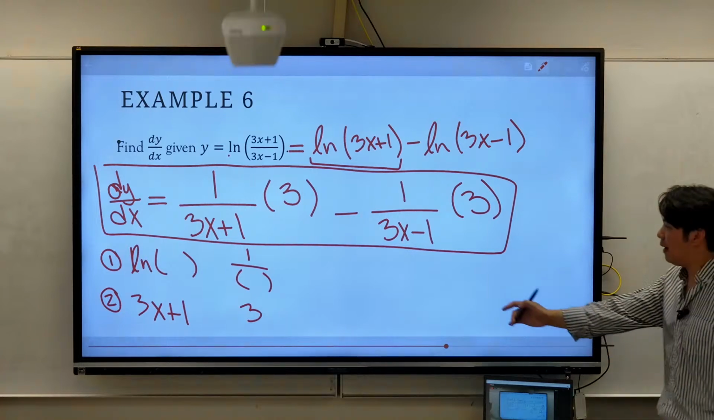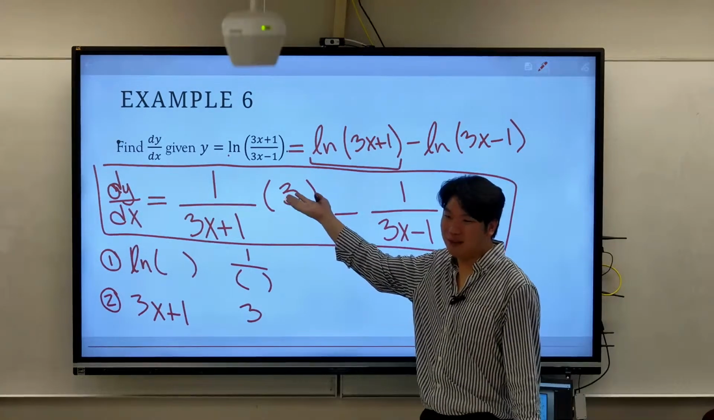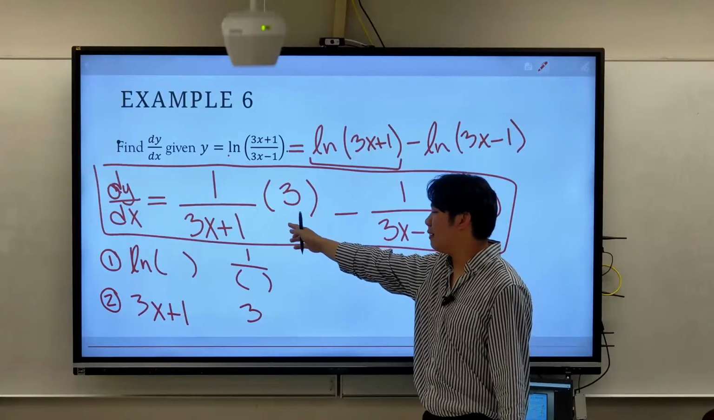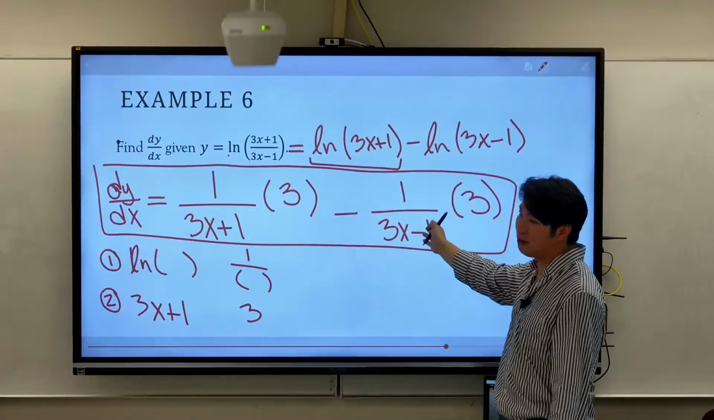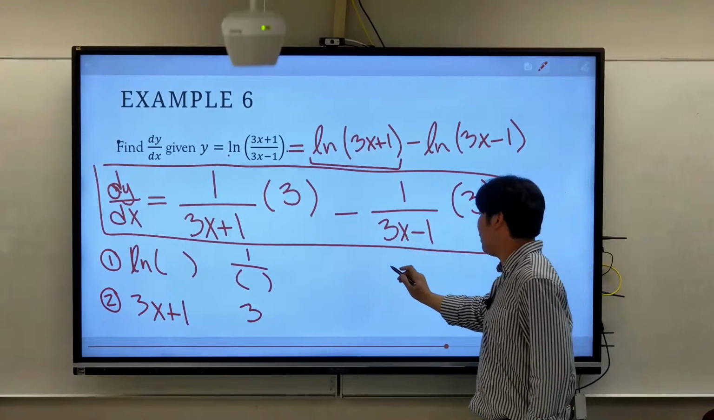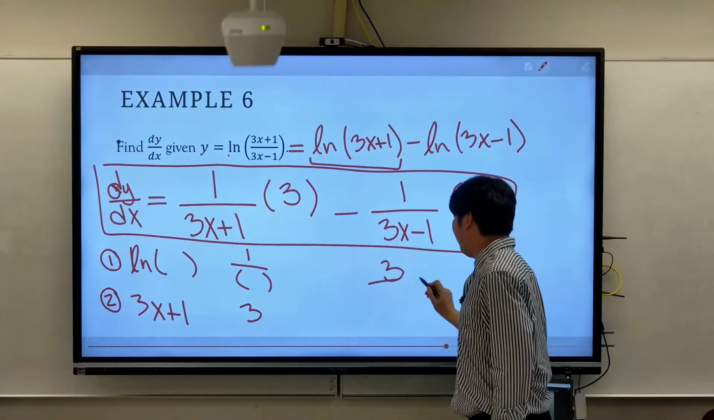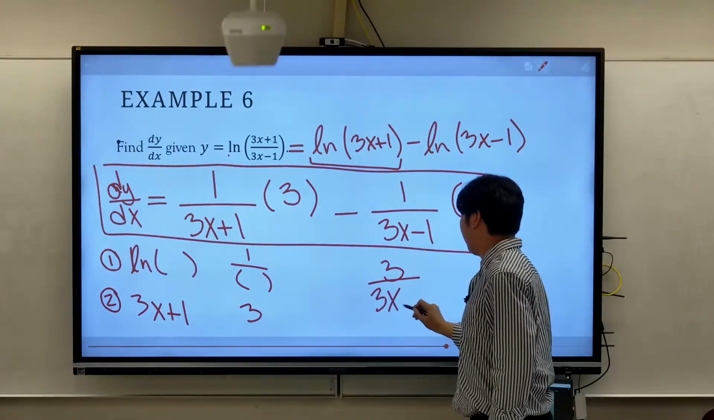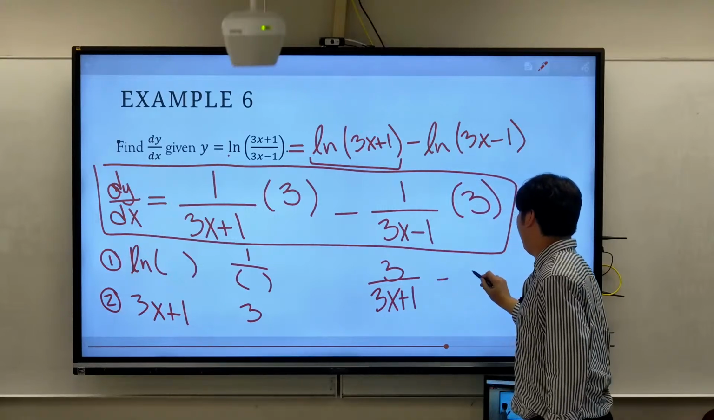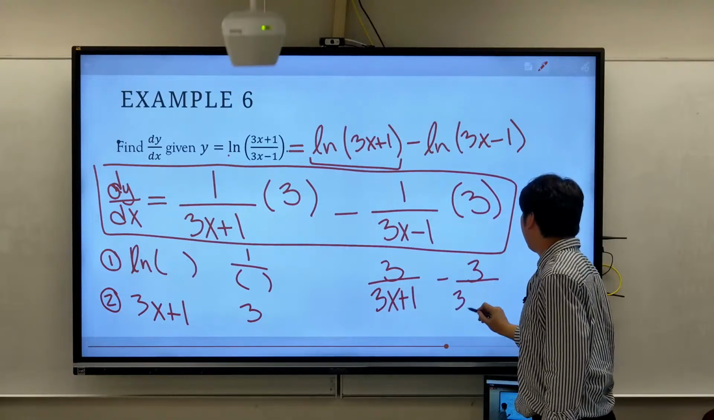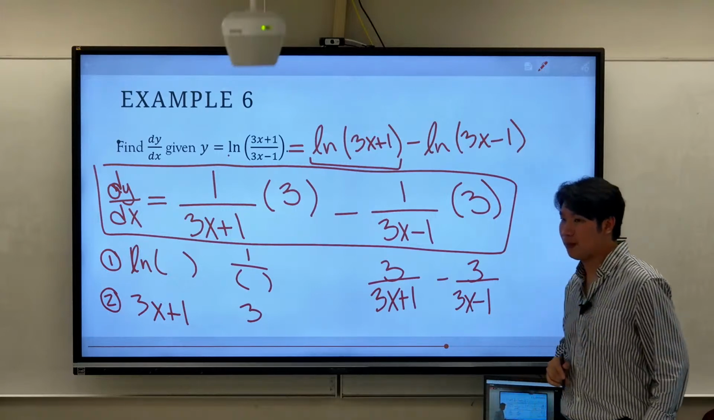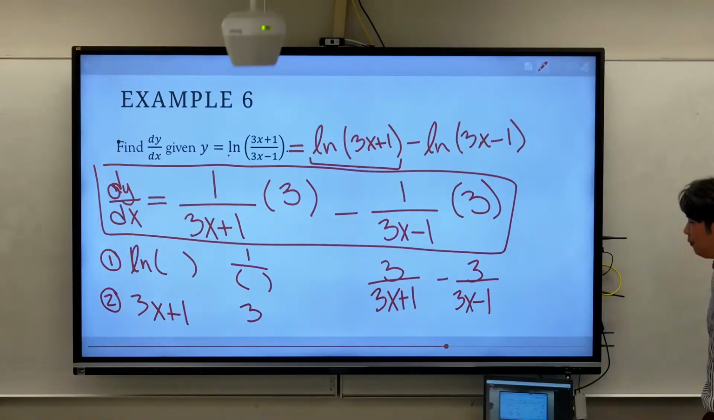Yeah, we can also simplify it. 1 times 3, we can do that real quick, right? We can do 3 over 3x plus 1 minus 3 over 3x minus 1. In other words, if you want to simplify it, it would be this. Minus 3 over 3x minus 1. That's a simplified form. Well, sufficiently simplified.